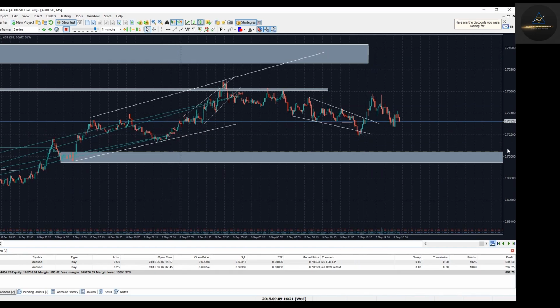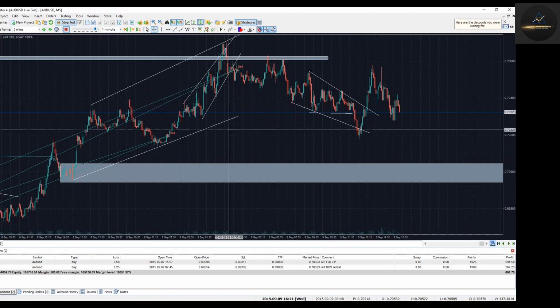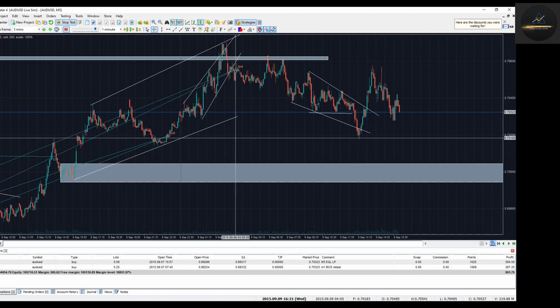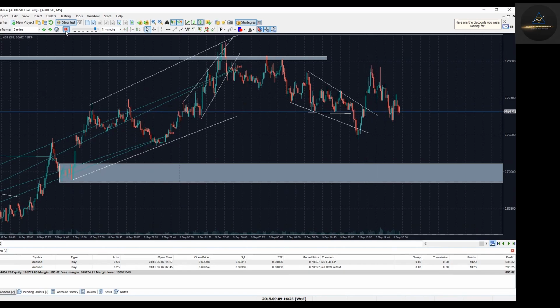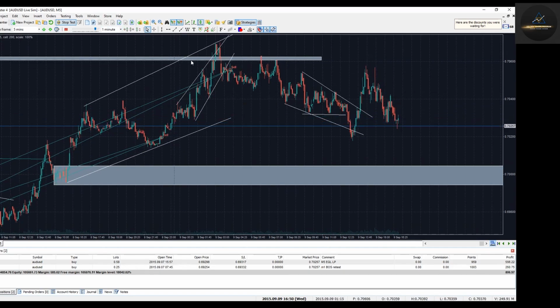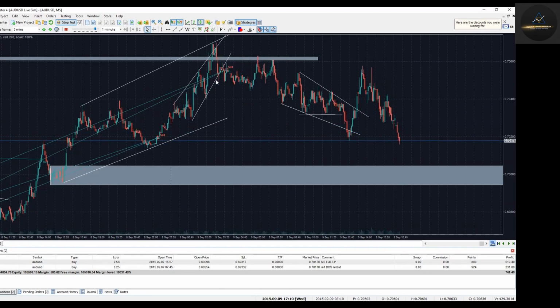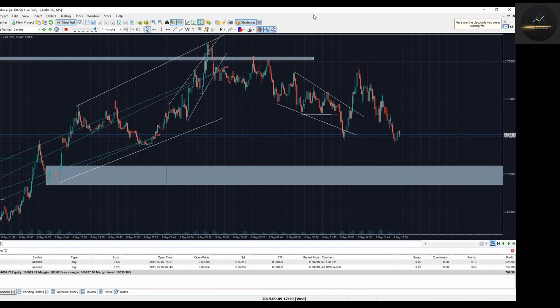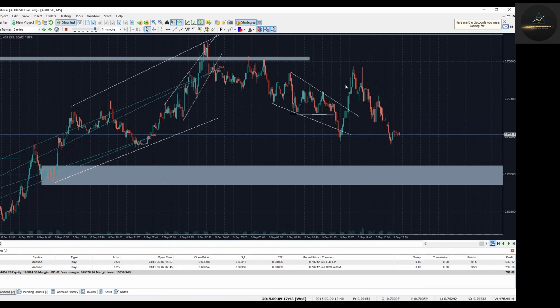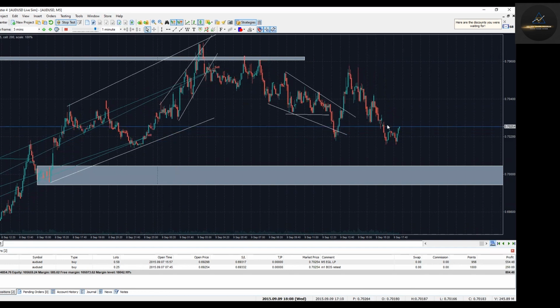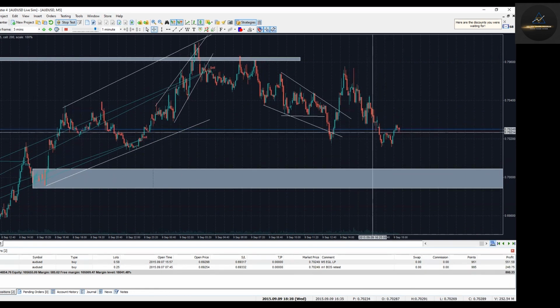That was a very difficult one to take, to be honest. Was it this one? Yeah, it was this imbalance here. Very difficult one to trade. Let's see what happens next. Yeah, see, that wasn't a good boomerang to trade. It would have hit TP1, but then we would have got stopped out.